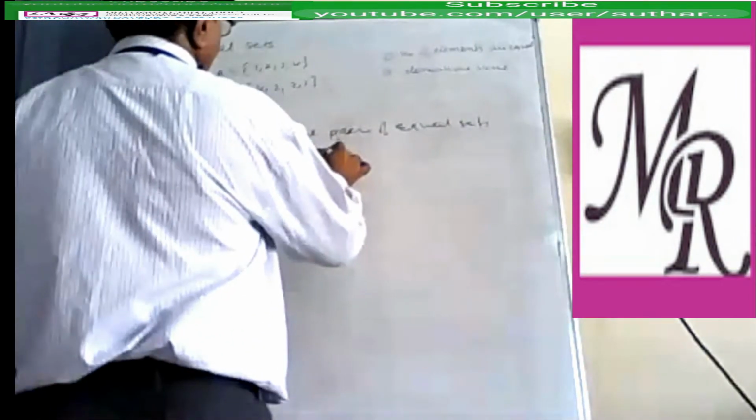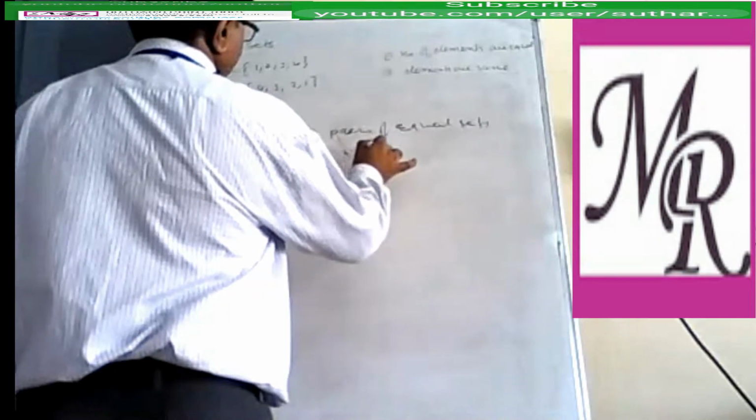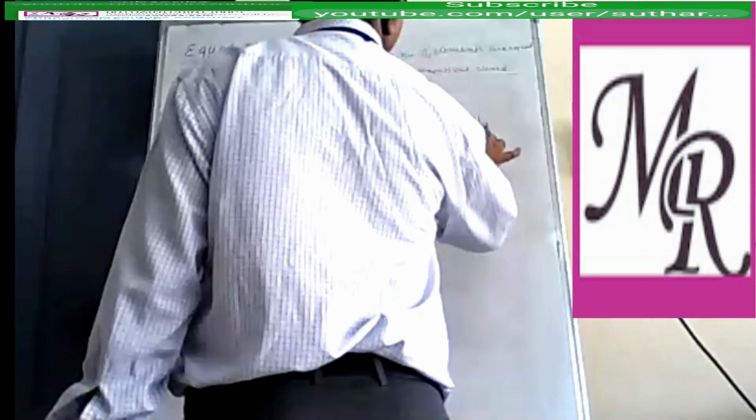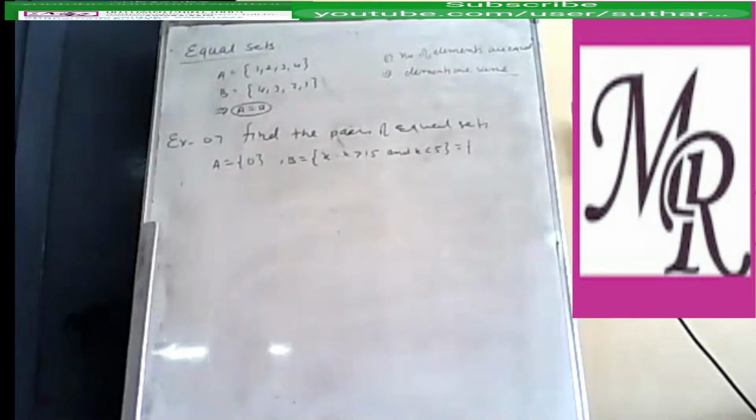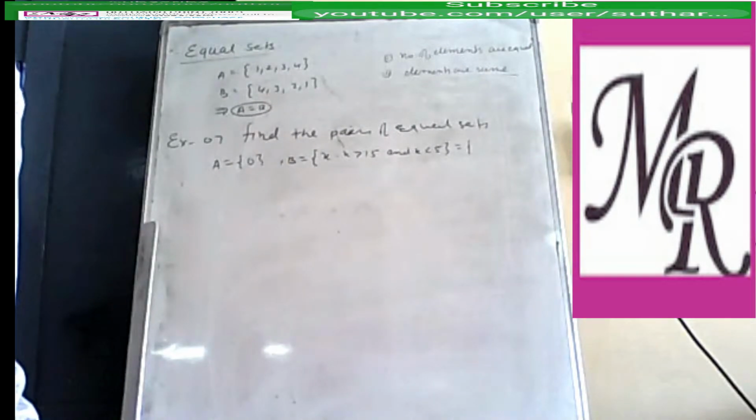B says x such that x is greater than 15 and x is less than 5. So x is greater than 15 and less than 5. Is there any element?